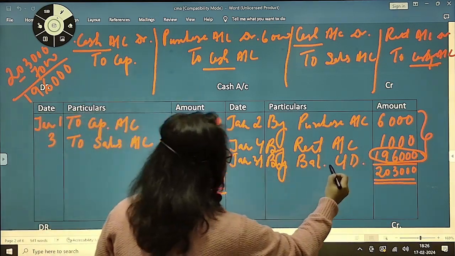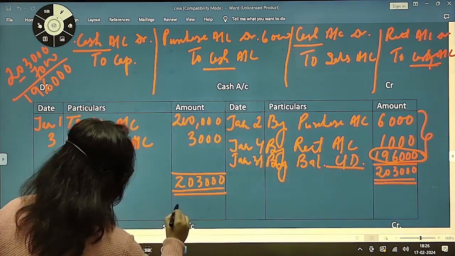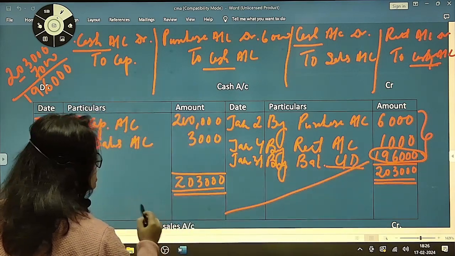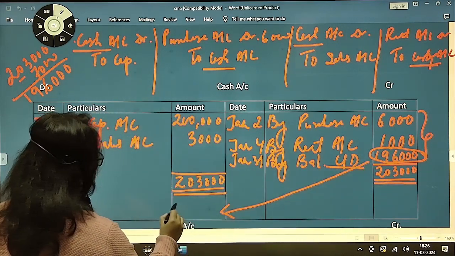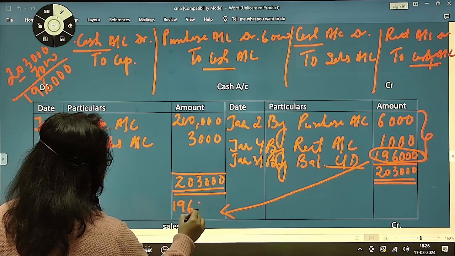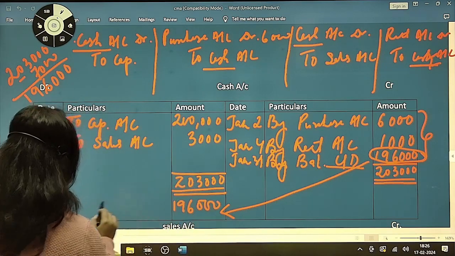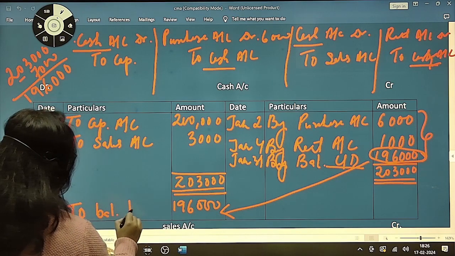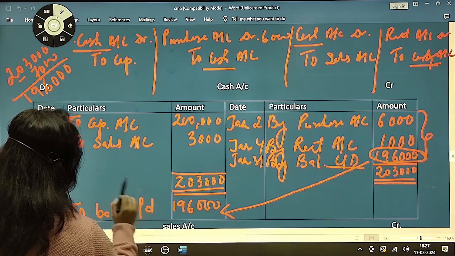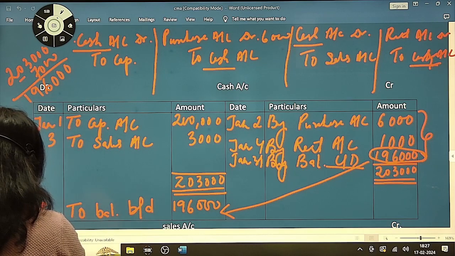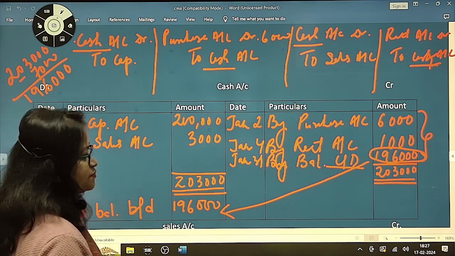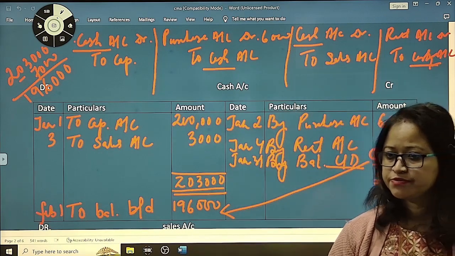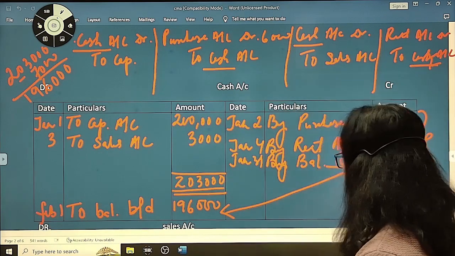So this is your CD. We will write BD here. It is coming this side. 1 lakh 96,000 will come this side. Okay, so here we will write to balance BD, that is brought down. Here we will write February 1. Fine, understood? Okay. Any doubt? Anybody has any doubt?